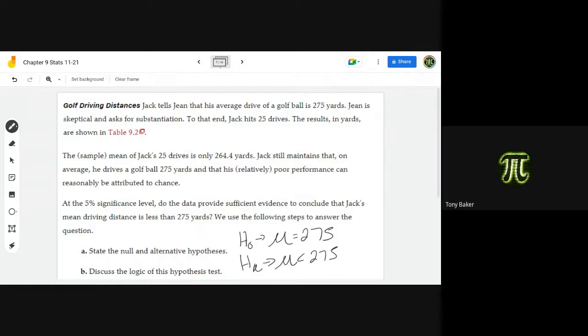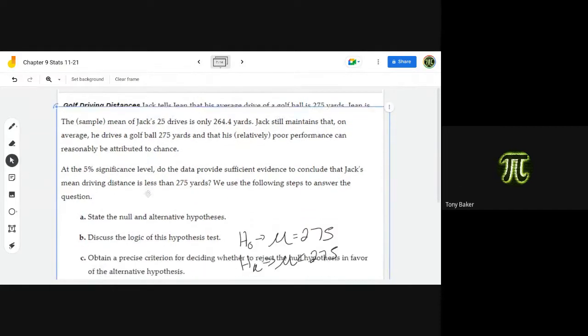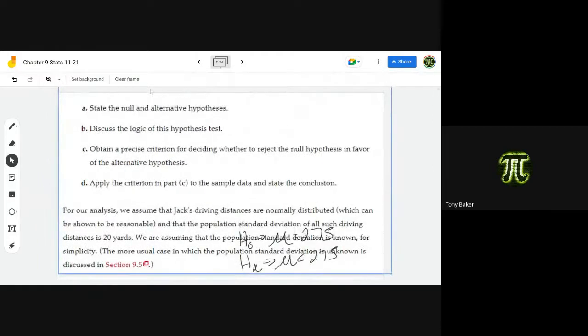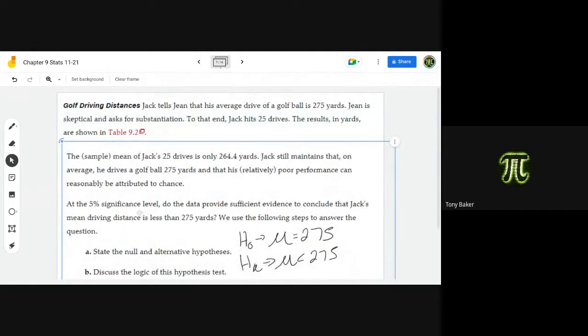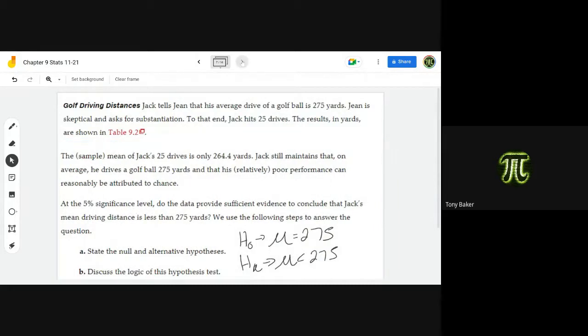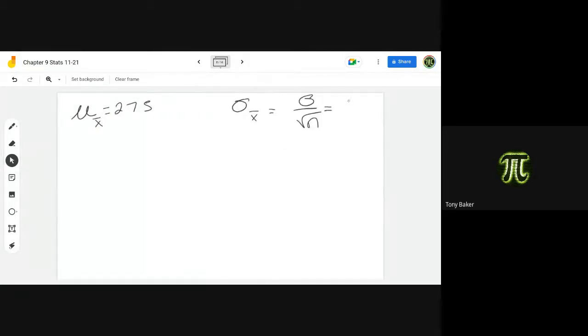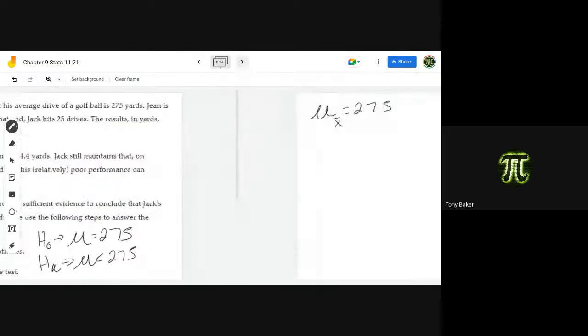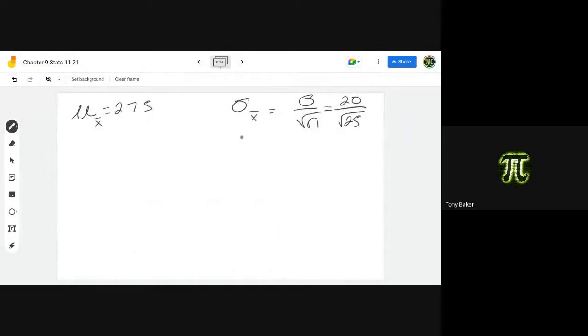Wait, I think it does. I think it was just down a little bit further. Yeah, it's 20 yards. I just scrolled up a little bit for it. All right, so my standard deviation was 20 yards. And we did 25 shots? 25 shots. So my standard deviation of the sample is 4. All right, so we've got that, right?